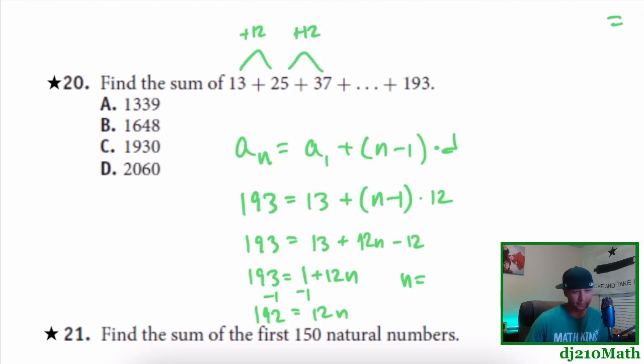156. No, plus 12 would be what? 144. This is 192. So 144 plus 12. 144 plus 12. 154, 156, 168, 180, 192. 16. N is equal to 16.